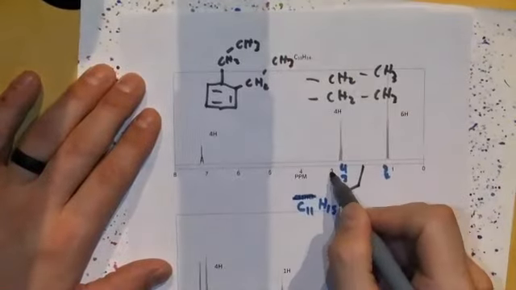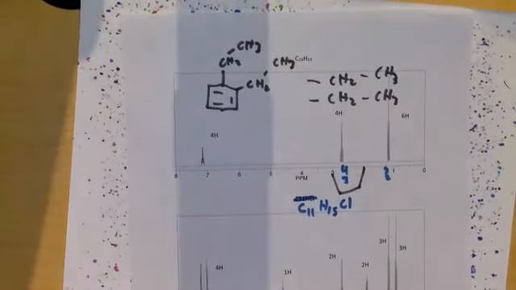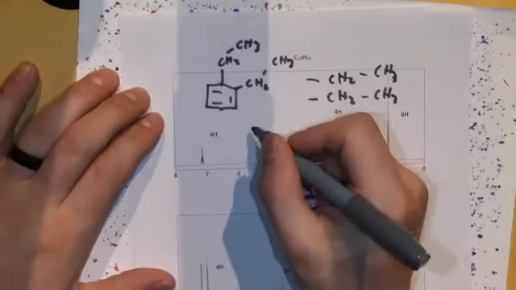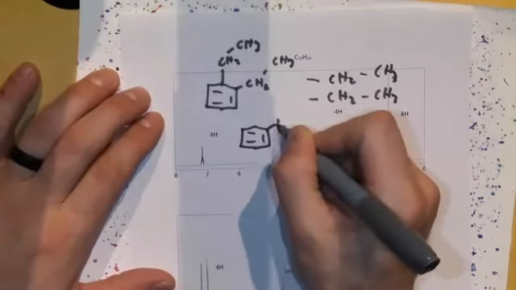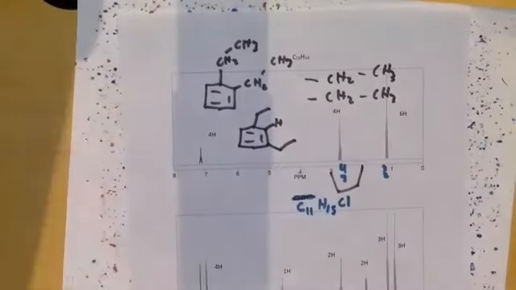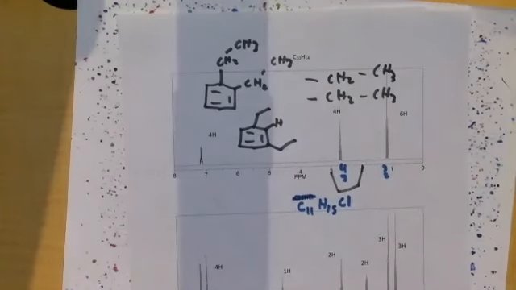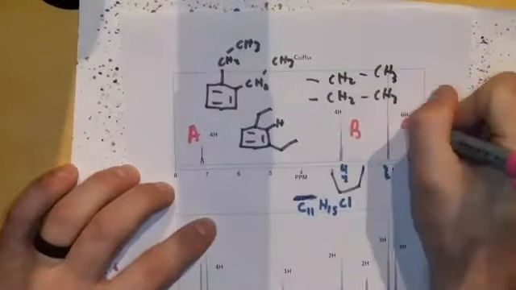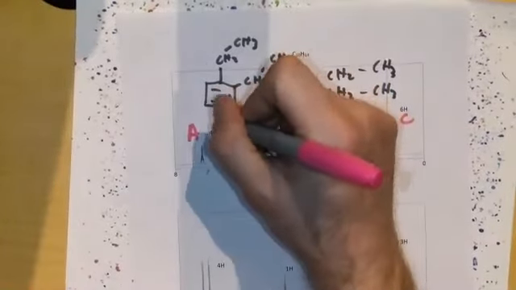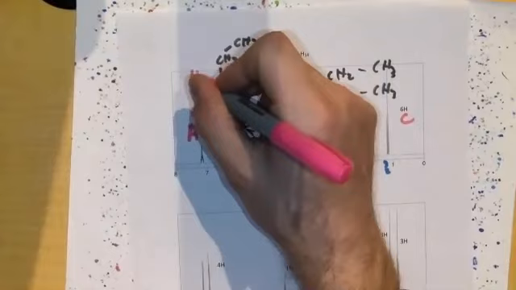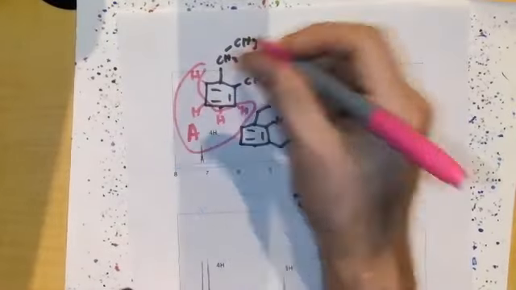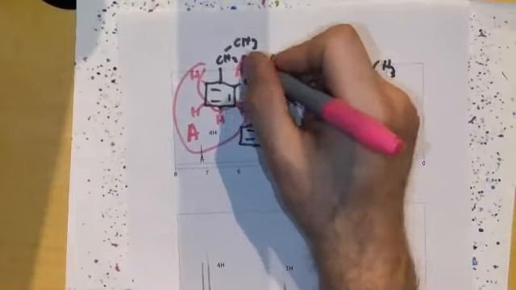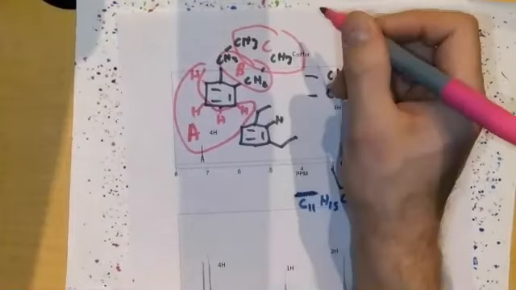Our CH2s are in the 2 to 3 range, so they're going to be connected to our ring. Our meta product, same concept, just spaced out one more. Labeling these. A is going to be our aromatic protons. B is going to be our CH2s. C is going to be our CH3s.